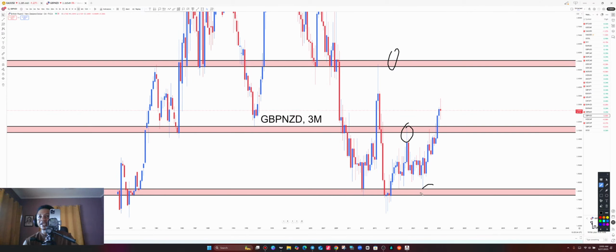So price has been able to break what? Above this resistance level. Now, this resistance level was a lower high. But price has been able to break above it, meaning that we are going all the way up to form what? A higher high. Simple as that.